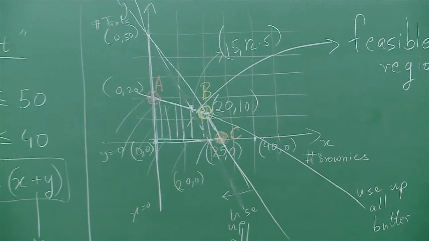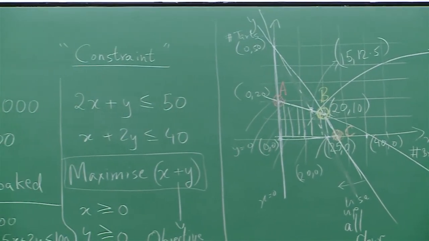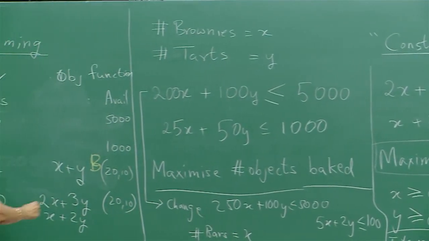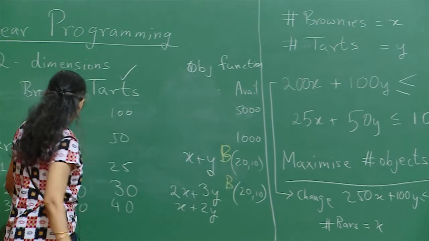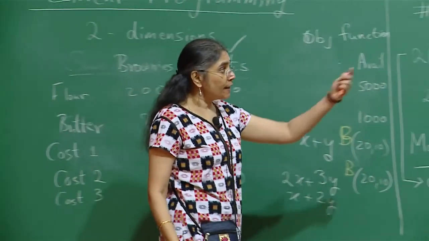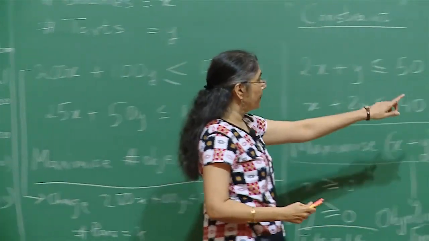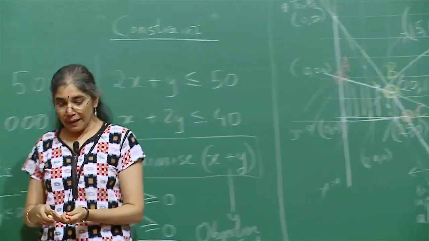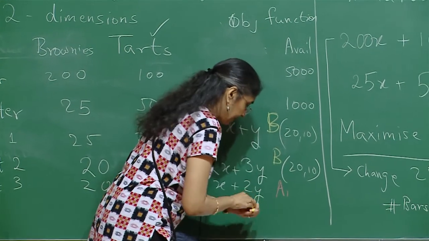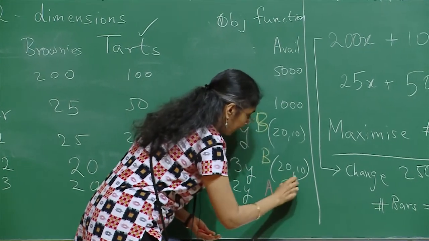And here the optimum was C, was B. Here also the optimum was B. But now when we change the price of tarts to double that of brownies, we find that there are two corners which are equally good, A and B, right? So in this case, any point on the line joining A and B will be the solution.